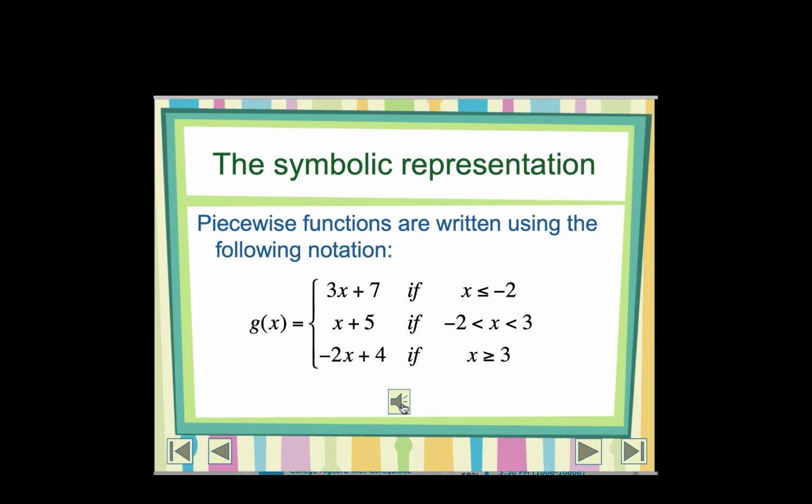I may read this as g of x equals 3x plus 7 for x values that are smaller than or equal to negative 2. g of x equals x plus 5 for x values that are between negative 2 and 3, not including the endpoints. And g of x equals negative 2x plus 4 for x values that are greater than or equal to 3.